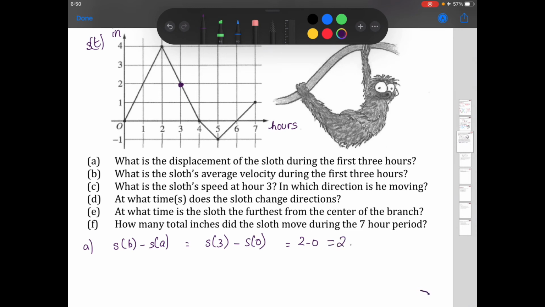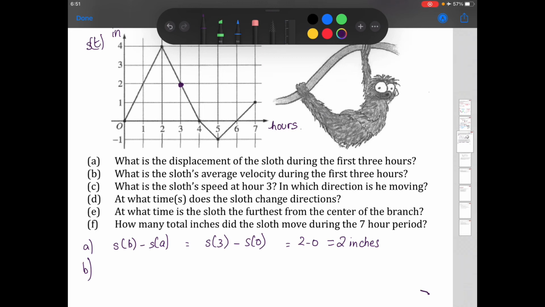So 2 inches. That's his displacement. And since it is positive, it means it's moving to the right-hand side of where he started. Part B.